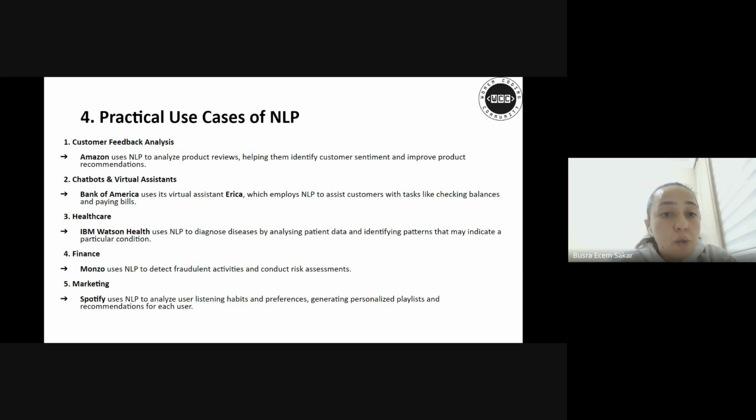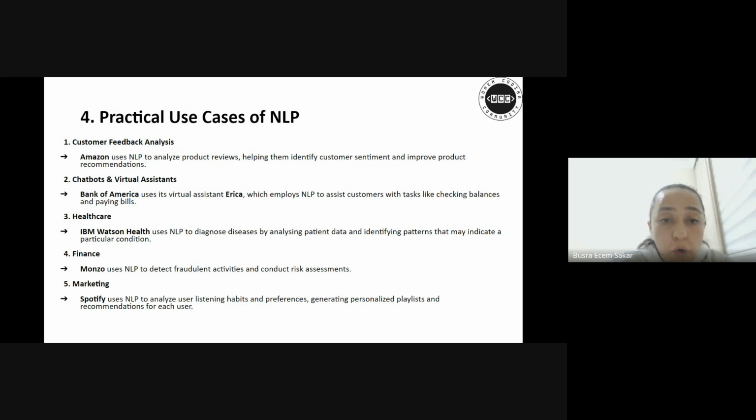And Amazon also uses named entity recognition to extract product names, brands, and specific features from reviews, allowing them to fine-tune product recommendations. This helps Amazon tailor their services to better meet customer needs. And also chatbots and virtual assistants are using NLP.